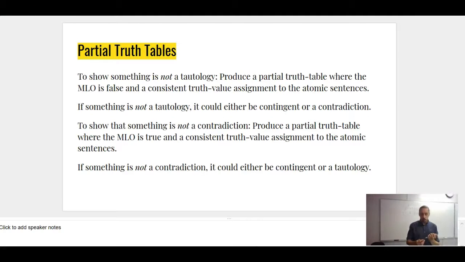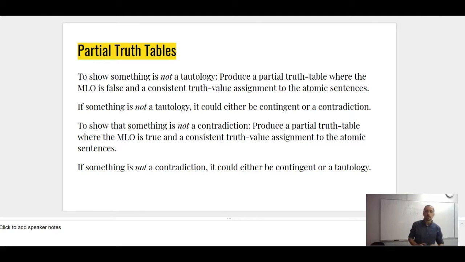So to show something is not a tautology, you produce this kind of partial truth table where the main logical operator is false and there's a consistent truth value assignment. Now, showing that it's not a tautology doesn't prove anything else. It just shows it's not a tautology. It could still be contingent. In fact, it could also be a contradiction.